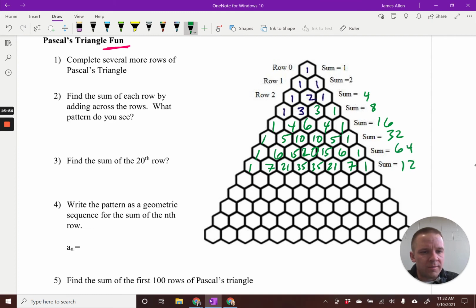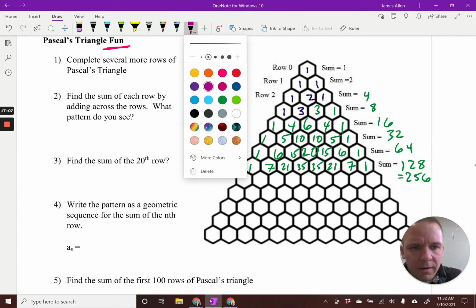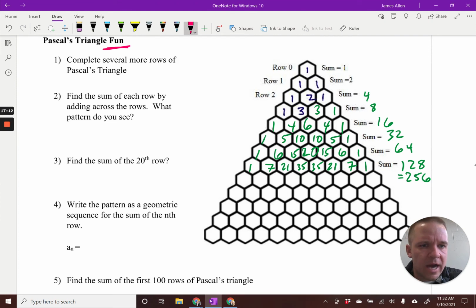I'll be willing to bet you this is going to be 128 right here. And then I bet you it's going to be even bigger than that. Right? I guess it's, what, 256? Okay. Well, what's happening here? Can we find a pattern? Let's see. This is an aha moment.